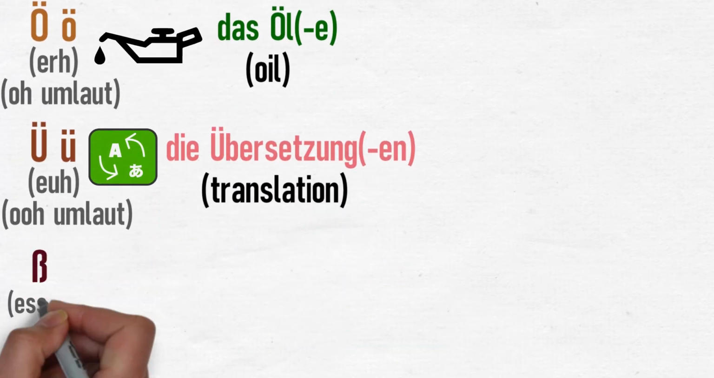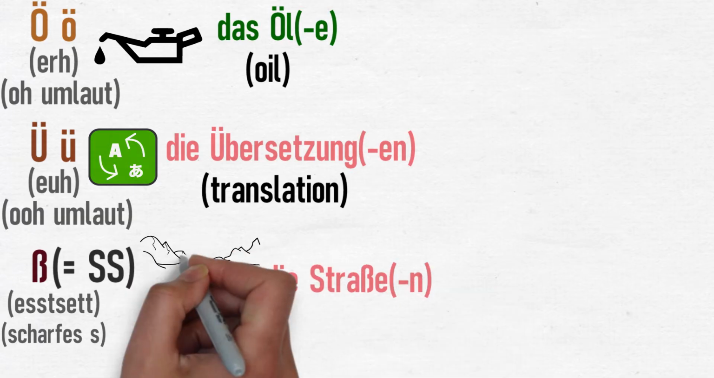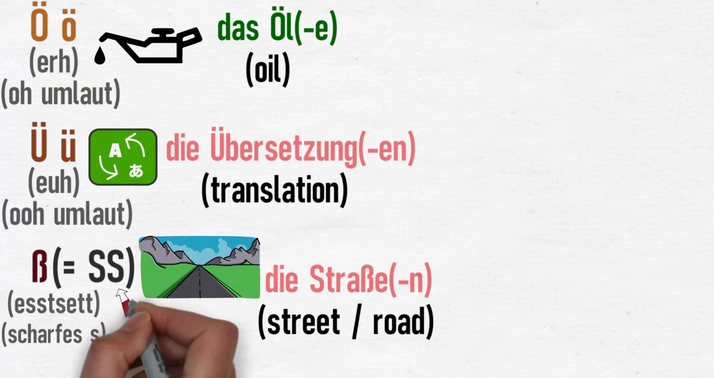And SZ, also known as a scharfes S. As this letter is equivalent to a double S, there are no words that start with this. A word that includes it, however, is die Straße, street or road. In Switzerland, there is no such thing as the SZ, and so you will see double S used instead.